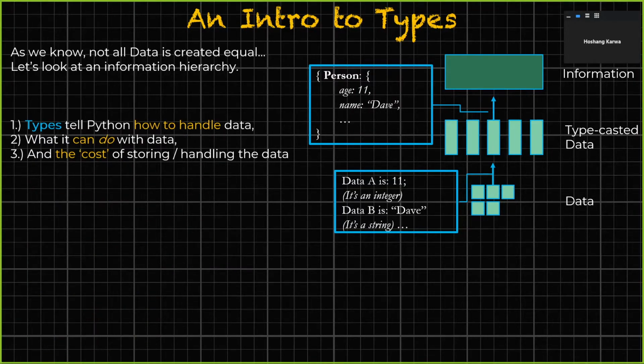Types tell Python how to handle the data, what we can do with the data, and most importantly, especially when you're looking at larger programs, there's an inherent cost, right? And it's not monetary, but it's a cost for memory, for processing power. There's a cost to anything in the digital world. And types help a programming language, an interpreter, understand the cost of storing and handling the data. And that's what we're going to be talking about tonight.